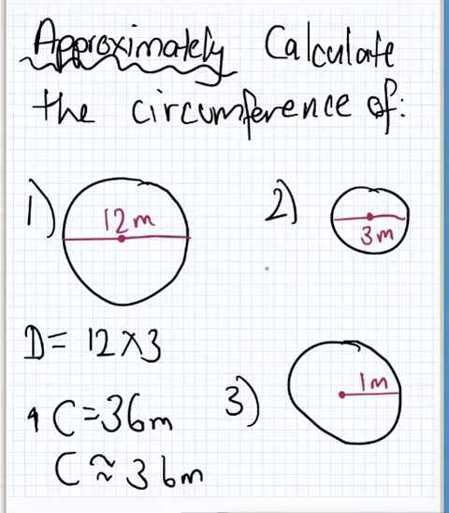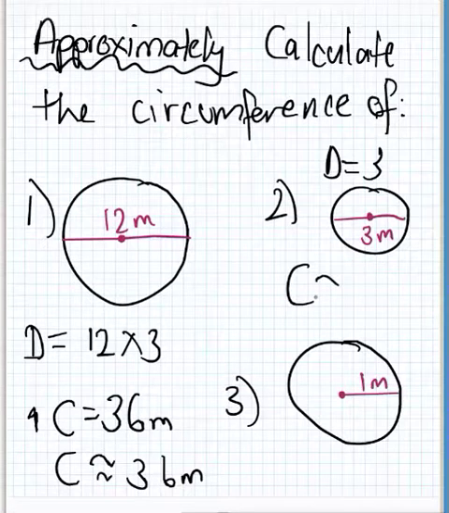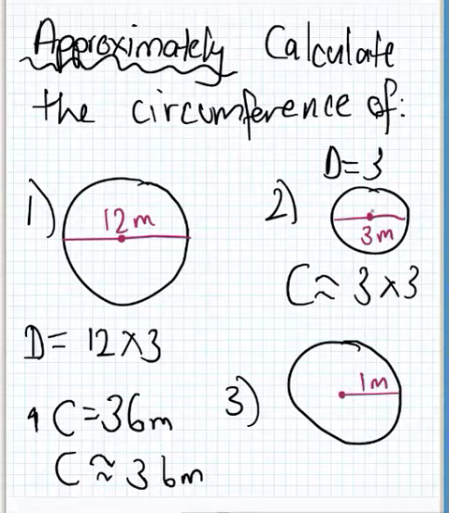Let's try number 2. So this diameter I can see is 3 meters. So once again, diameter is 3. So for the circumference, for my approximate answer, I'll times 3 by 3 because I know 3 of those can fit on its own circumference. So C will be equal to 9. Approximately equal to 9 meters.